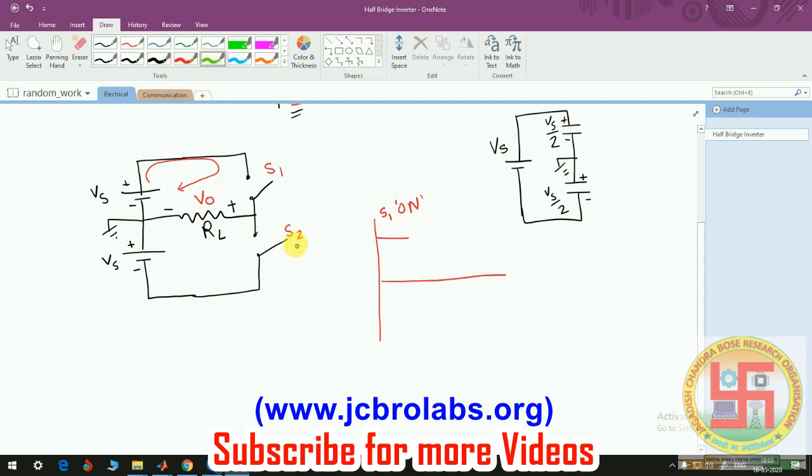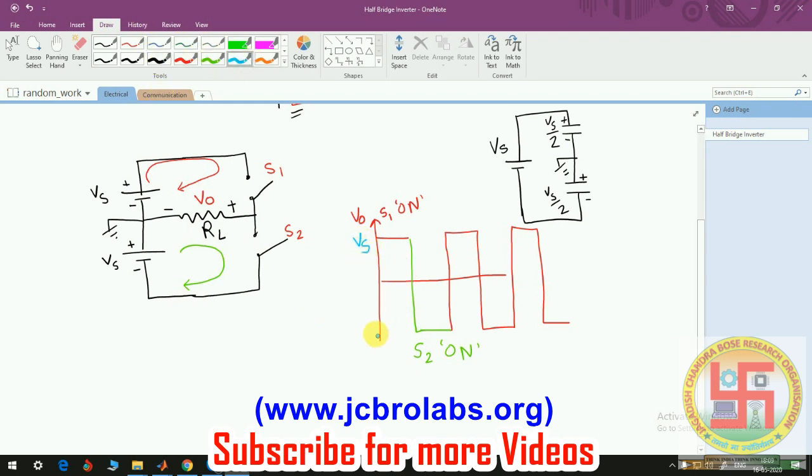Now when switch S2 is on and S1 is off, the current will flow like this, opposite to the previous one, so we will get a voltage like this. Here S2 is on. Similarly, this cycle will repeat itself: S1 on, S2 on, S1 on, S2 on. It is very simple; by this we got an AC signal at the output. This is the V out signal. When S1 is on, the output voltage equals plus Vs, and when S2 is on, we get the opposite direction, minus Vs. This is how we have converted DC to an AC signal.